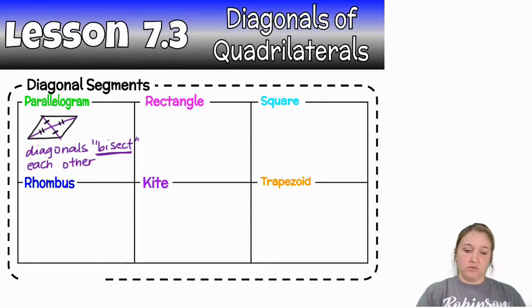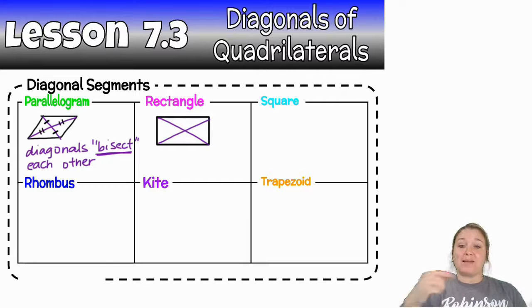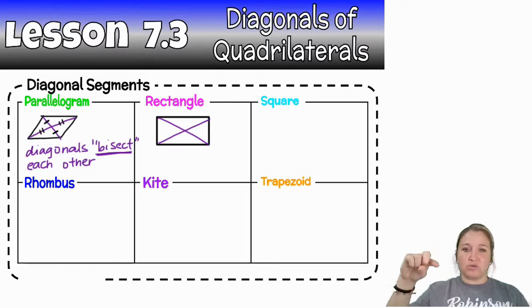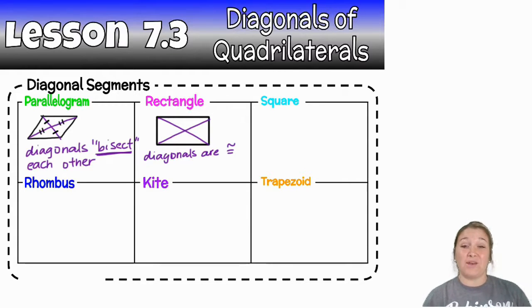Now for a rectangle, remember the diagonals are actually going to be congruent. If you'll remember back to the Pythagorean theorem, a lot of times we had to find that diagonal length, and it didn't matter which diagonal you chose because they were the same, and so that kind of falls into place here. So the diagonals are congruent for a rectangle.